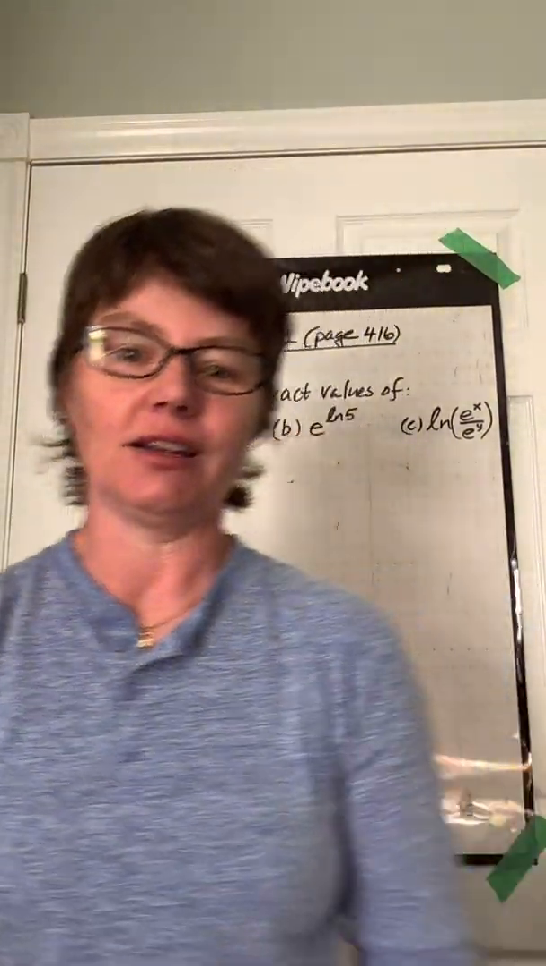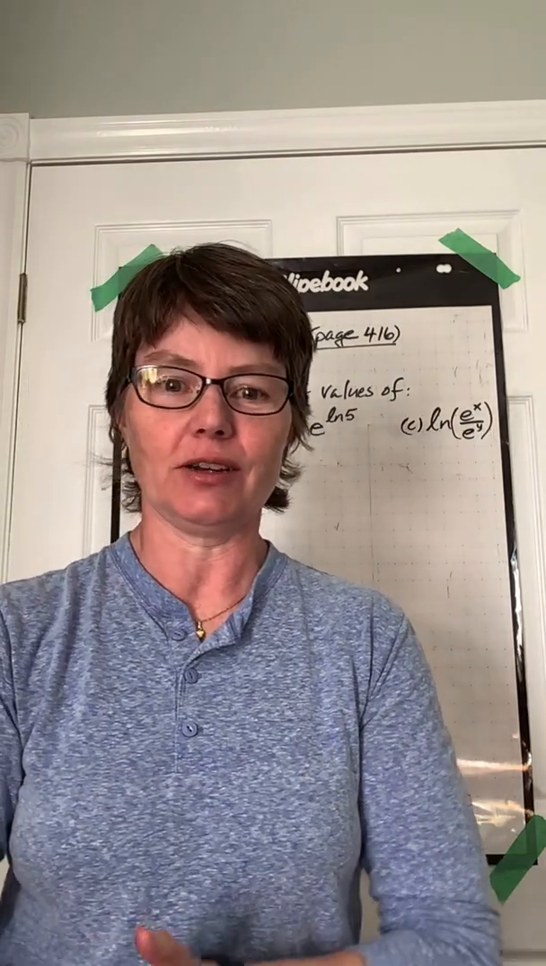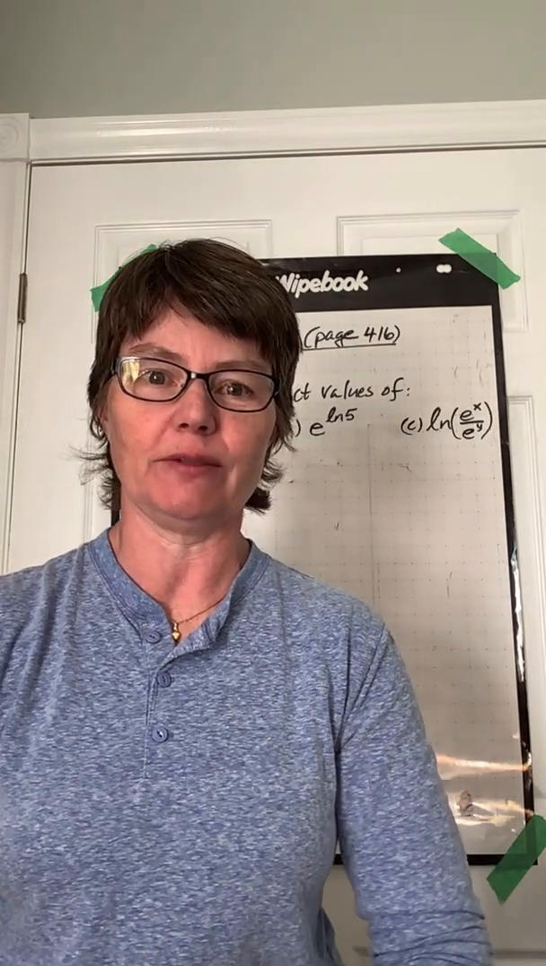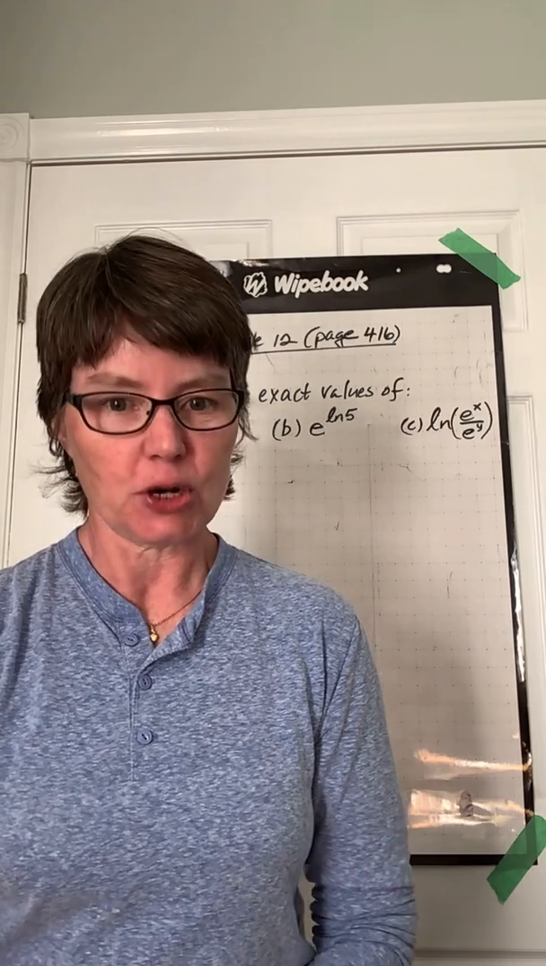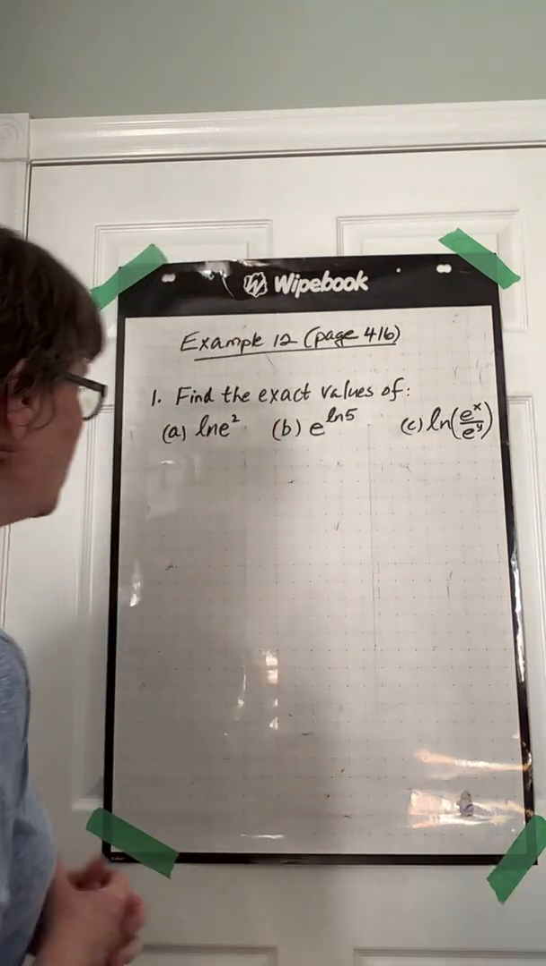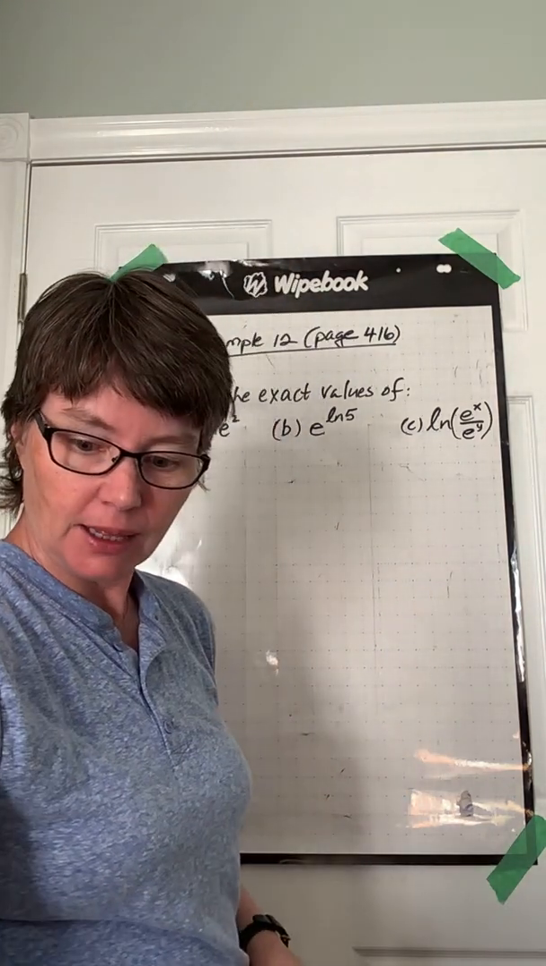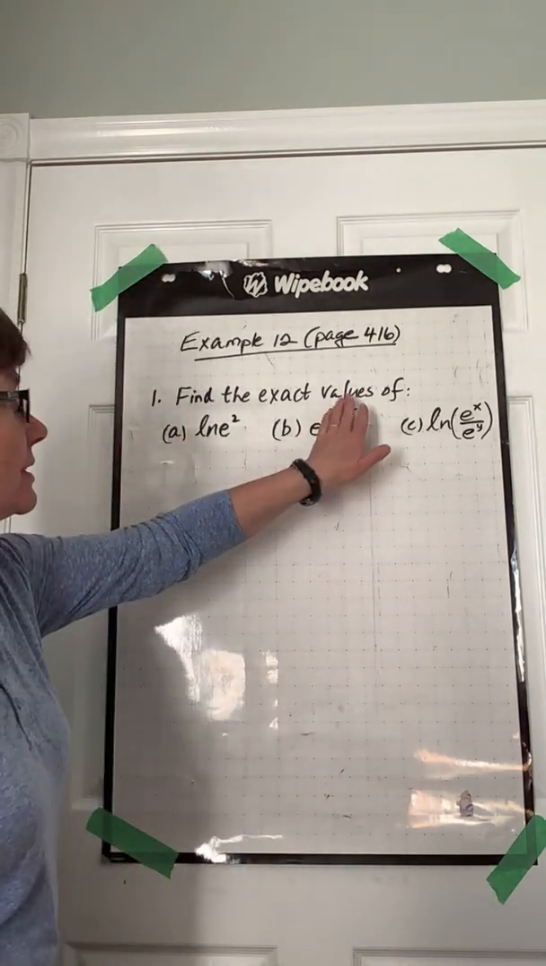Here we're going to look at a couple examples using our laws of logs and then our other rules with logarithms to be able to simplify log expressions of base e, so the natural logarithm. Okay, so we need to find the exact values of.